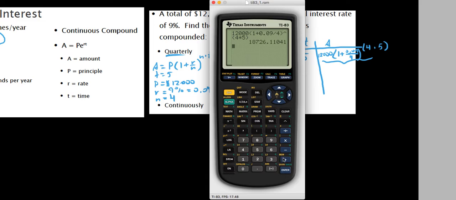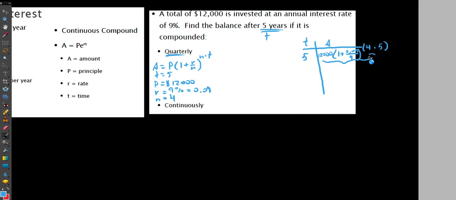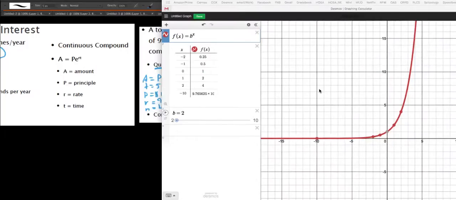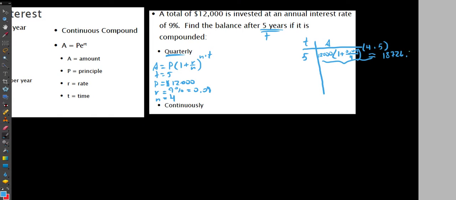If I hit enter, what I see is that in 5 years at a 9% rate, dude, I've made like $6,726. So we have $18,726. So we get about approximately $18,726. And because this is a monetary value, we're going to go with about 11 cents here. If I can get back to my screen, 11 cents.